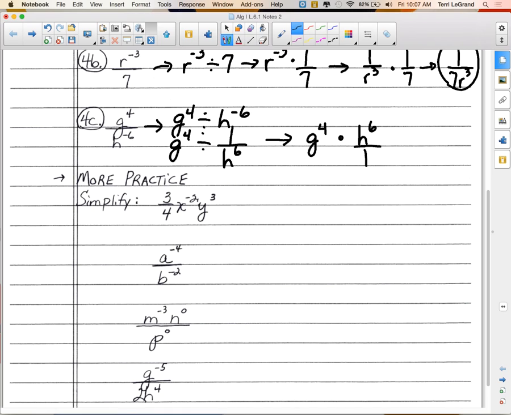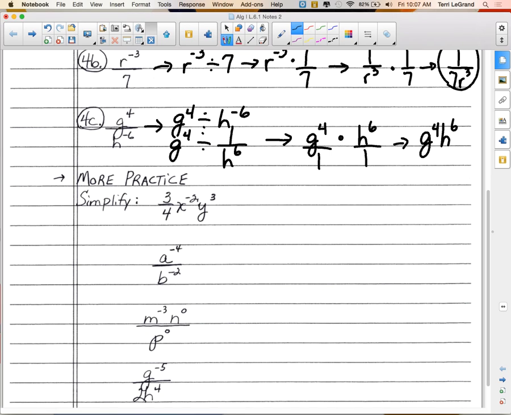We'll make g to the 4th into a fraction by putting it over 1 also. And what do we have? g to the 4th times h to the 6th. They aren't the same base, so we can't do anything like combine them somehow. So, does g come before h in the alphabet? Because that's another thing algebra likes, alphabetical order. E, F, G, H, yeah, it does. g to the 4th, h to the 6th.